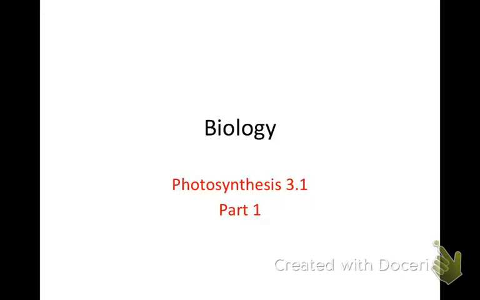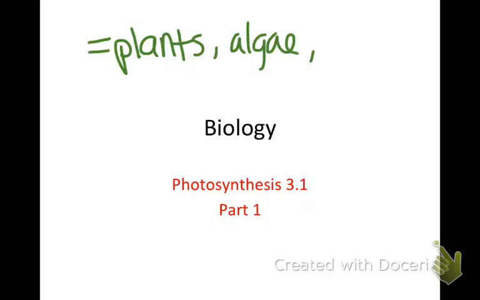So let's get started. Out beside where it says photosynthesis, we're going to be using the color green a lot with photosynthesis because plants are green. Out beside where it says photosynthesis 3.1 Part 1, put that plants, algae, and some bacteria. These are the things that go through photosynthesis.